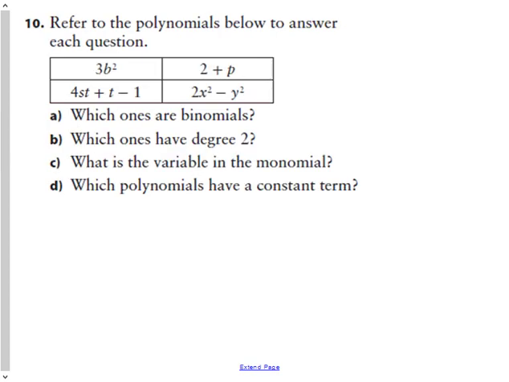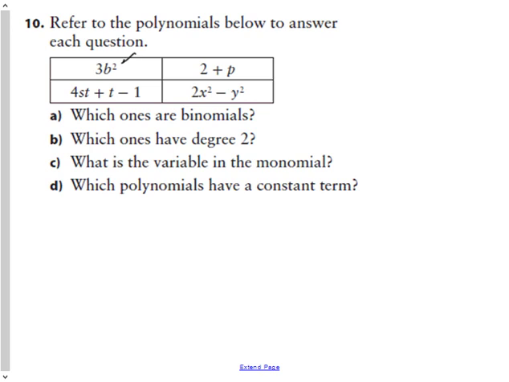Your next question, question 10, says refer to the polynomials below to answer your question. Which ones are binomials? So binomials meaning, of course, bicycle, 2 tires, 2 terms. This one here and this one here would be binomials. Which ones have degrees of 2? Question B.